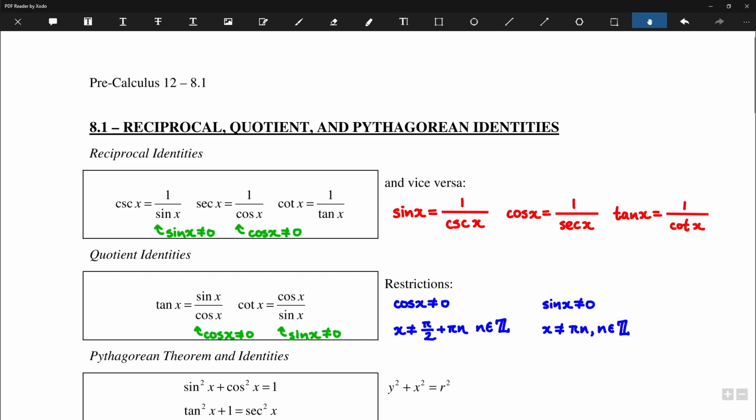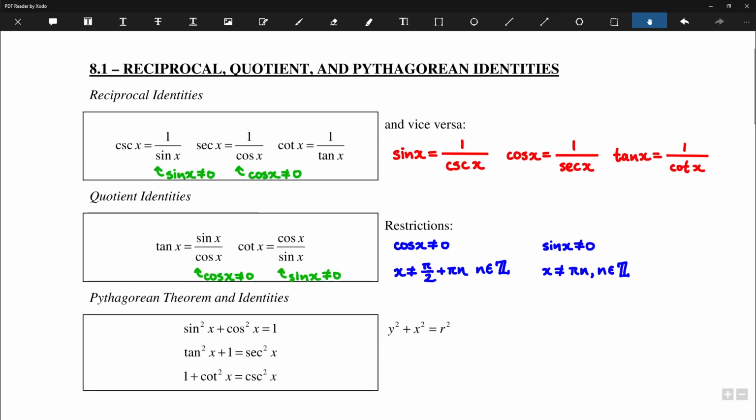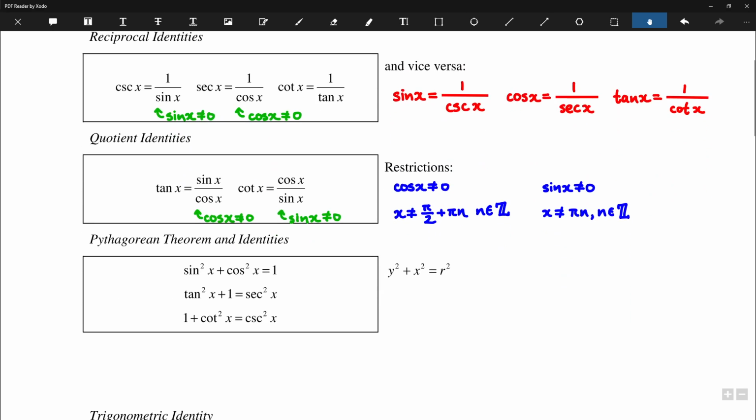So the first two categories of identities, that is the reciprocal identities and the quotient identities, are familiar. The next one is a new item, and that is the Pythagorean theorem and the identities to go with it. So here we have sine square x plus cosine square x is equal to 1, which is the one that's usually given. And the other two are tangent square x plus 1 equals secant square x, and also 1 plus cotangent square x is equal to cosecant square x. And let's look at where that identity comes from.